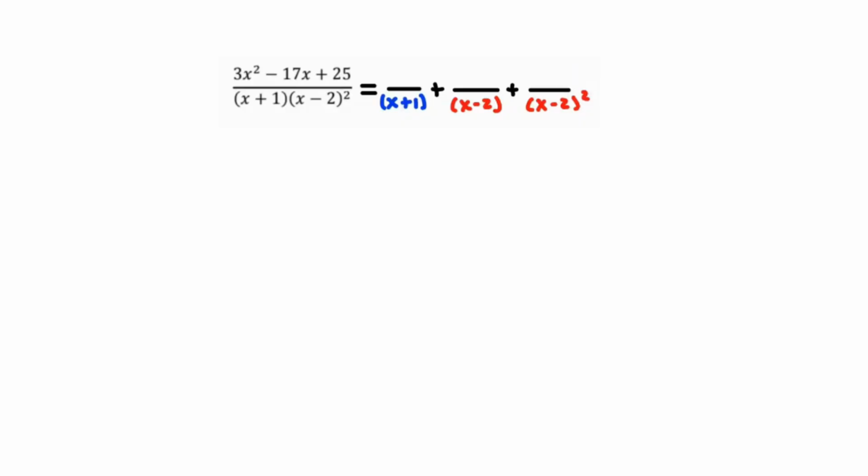Now we just need to write the solution. So we have 3x squared minus 17x plus 25 over x plus 1 times x minus 2 squared. So this is going to equal a over x plus 1 plus b over x minus 2 plus c over x minus 2 squared, where a is 5, b is negative 2, and c is 1. So this is how you perform partial fraction decomposition with repeated linear factors.